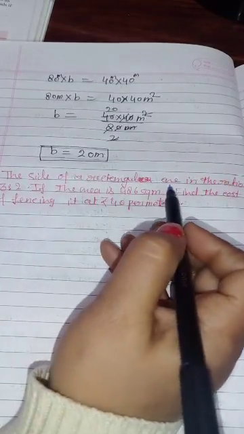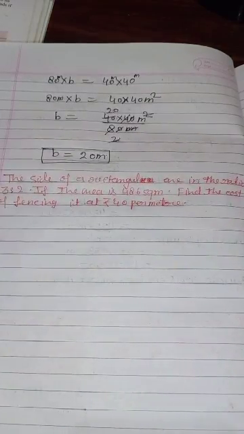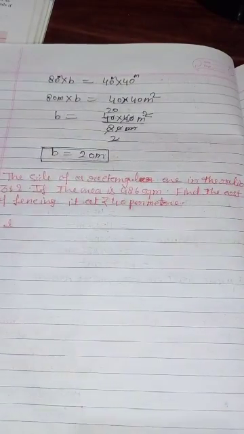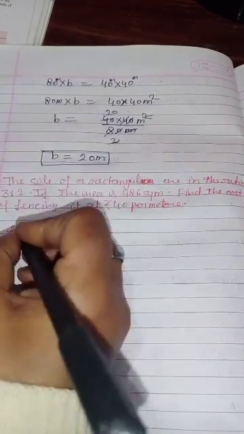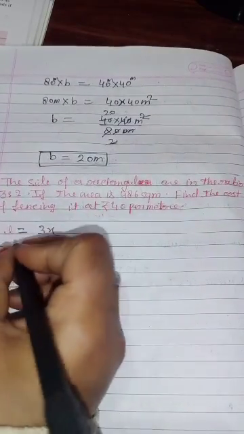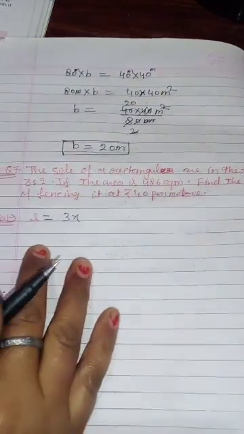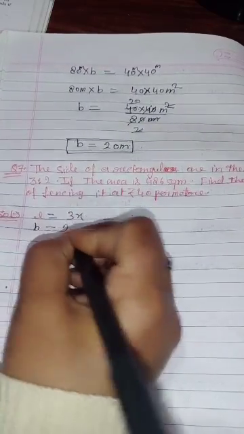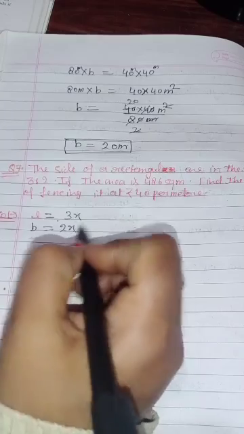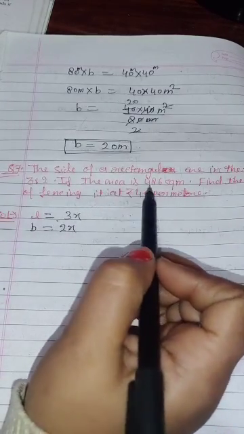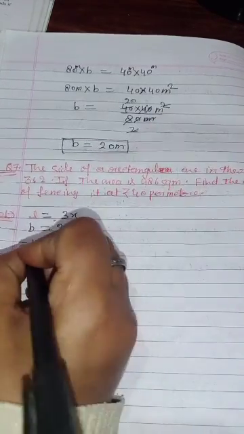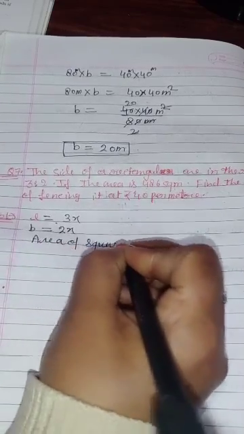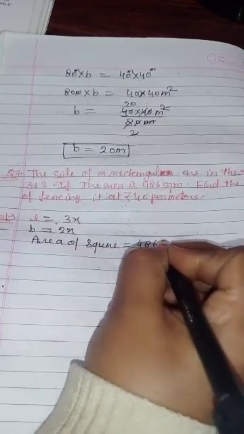The sides of a rectangle are in the ratio 3:2. It means length is equal to how much? Length is equal to 3x, because sides are in ratio, so one unknown number we will put along with it. And breadth is 2x. Find the length and breadth of the rectangle, if the area is 486 square meter. Area of rectangle is equal to 486 square meter.